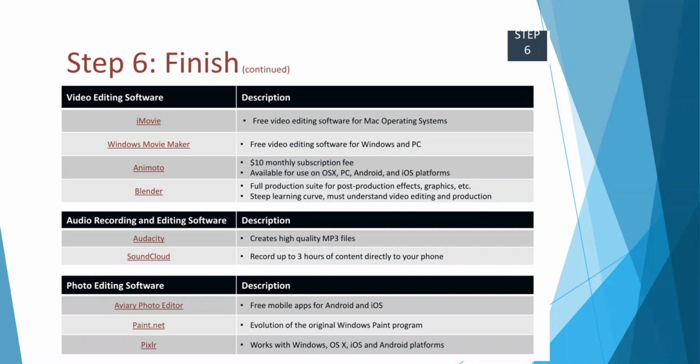For the purposes of audio recording, you can use Audacity or SoundCloud, or any program that you have on your smartphone or your laptop. For photo editing, you can use Aviary, Paint, and Pixlr. And also, I recommend Canva. It's also a very useful photo editing software program. So these are just basic suggestions. You may go ahead and search for some new types of items, or you may already have different types of software programs available for use.